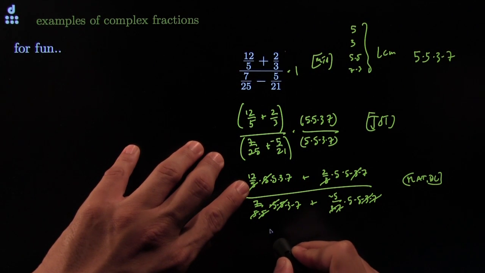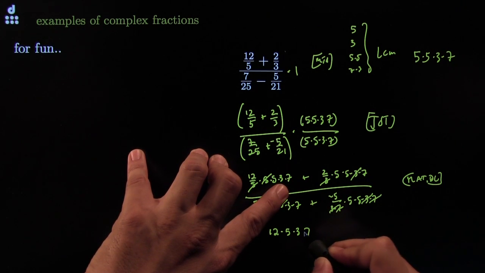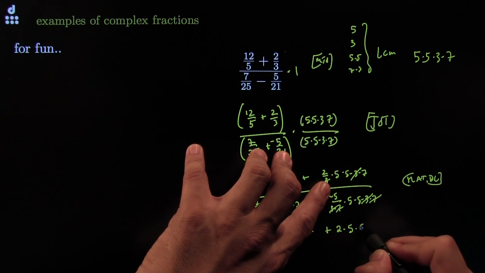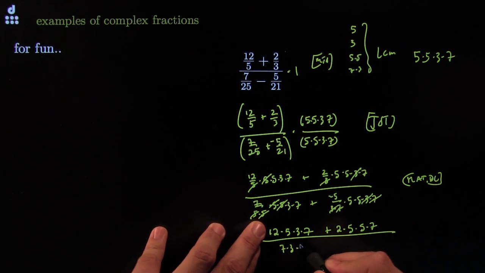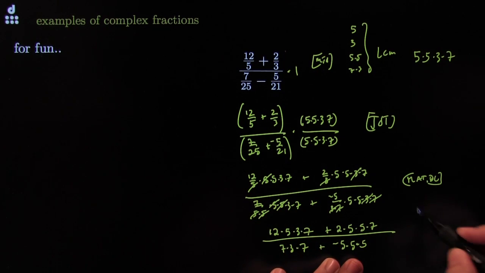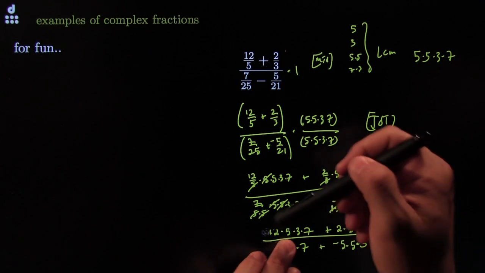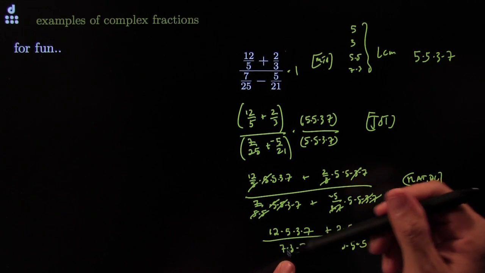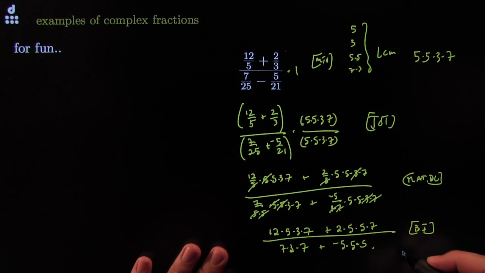Now I'm left with something like this. 12 times 5 times 3 times 7 plus 2 times 5 times 5 times 7 all over 7 times 3 times 7 plus negative 5 times 5 times 5. And that's by inspection, and now it becomes really a much easier problem because there are no more fractions. I would probably use a calculator here to multiply this out and multiply that out and then add them. And the same thing here, multiply that out, and add this plus a negative that, and then you'd be done. I'll let you finish the rest of that.